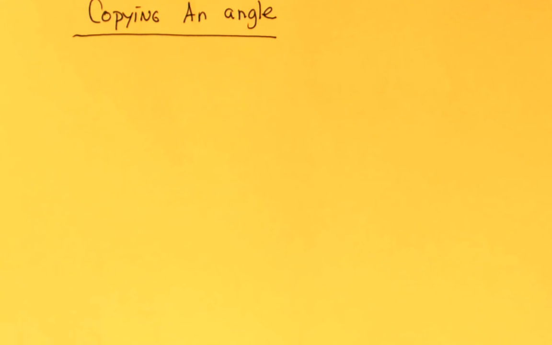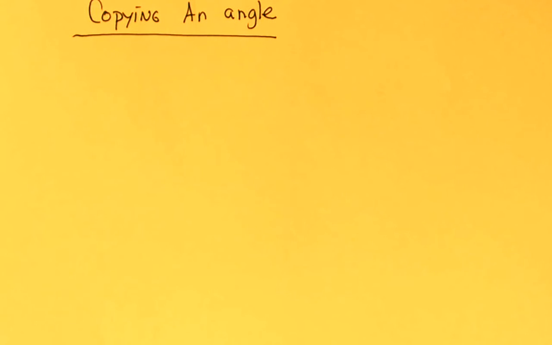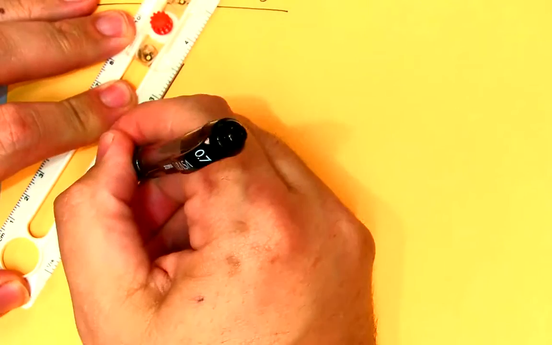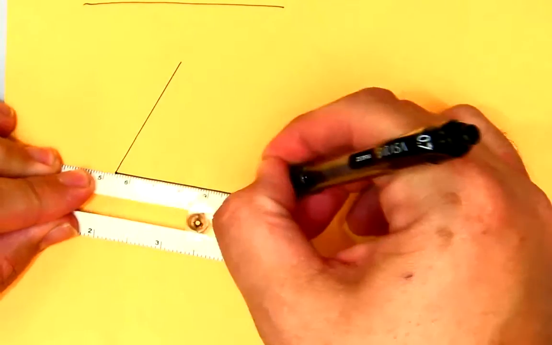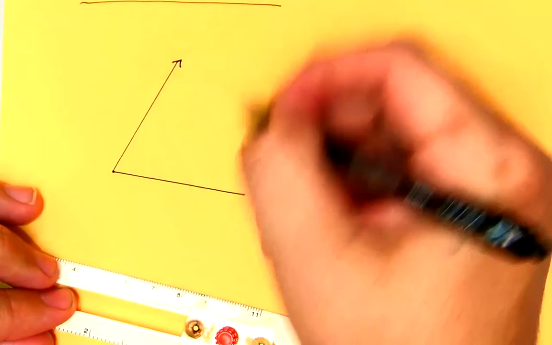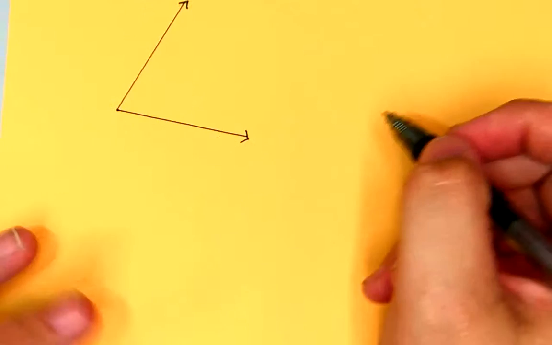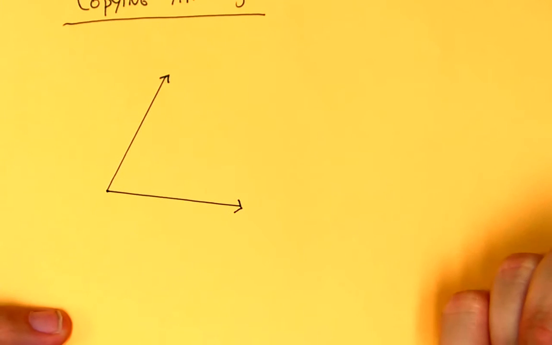Alright, we are going to copy an angle. So, ladies and gentlemen, pay attention to this. What I want you to do on your paper is to draw an angle. And it doesn't matter what your angle is. So, I don't even care what the measure is.